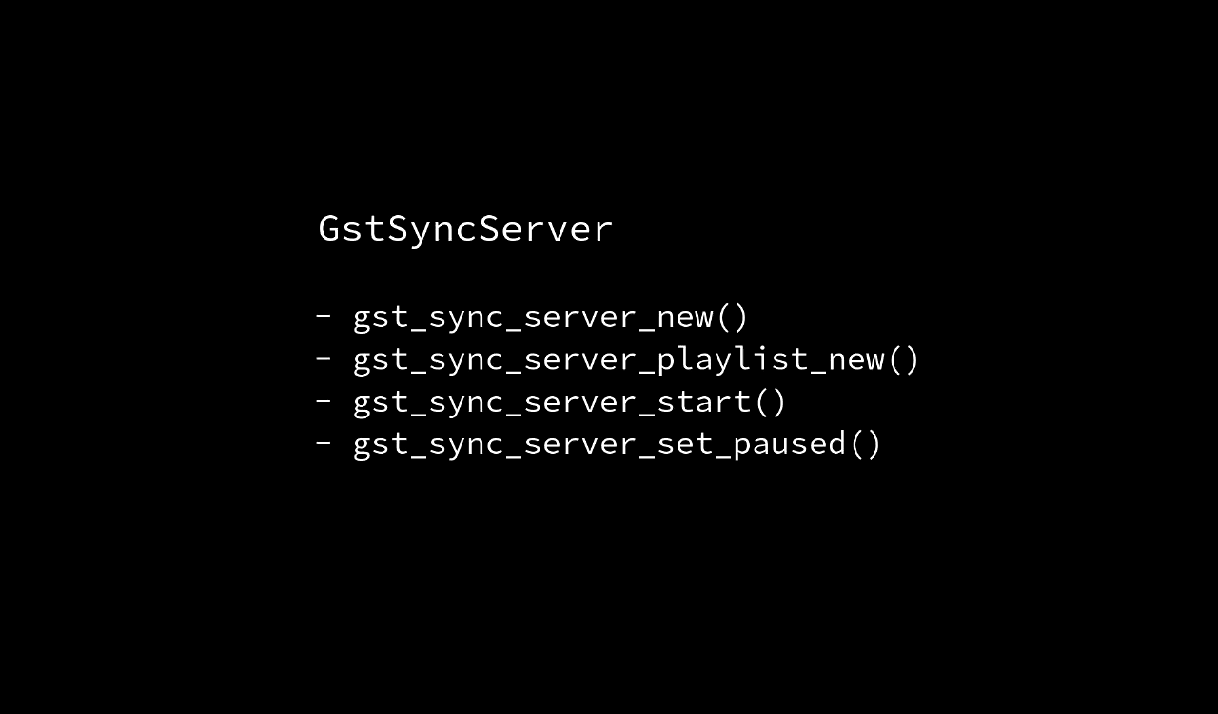So API-wise, the idea is that it's supposed to be very simple. So you create a GST sync server object. This is all based on GObject, which is an object system for C that we use in GStreamer and other projects based around GNOME, right? So it's fairly straightforward. You create a new sync server object, you provide it a playlist, you start it, and that's pretty much it. And then there are some controls like setting it to paused and unpausing it, right?